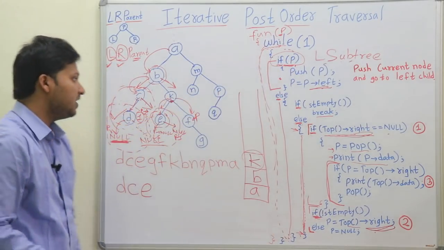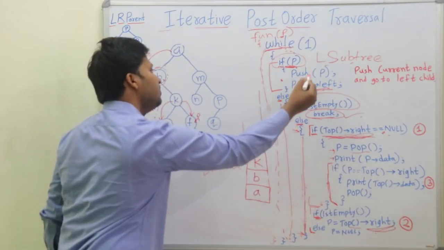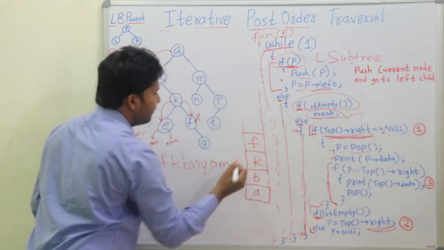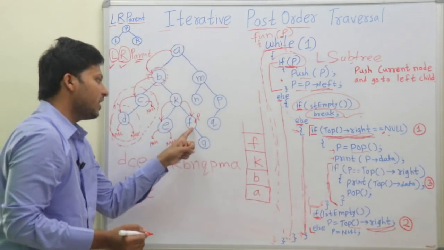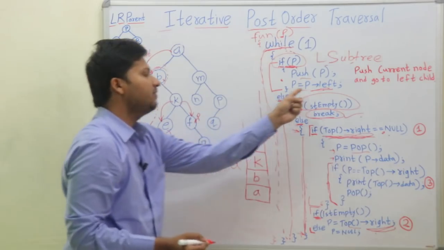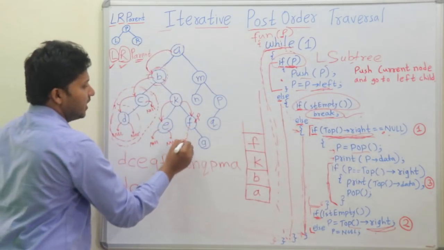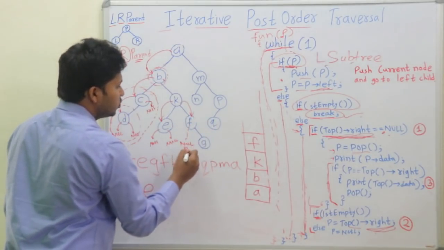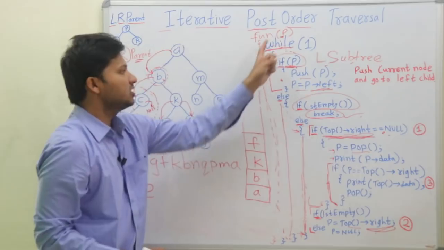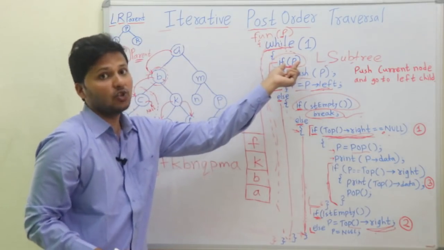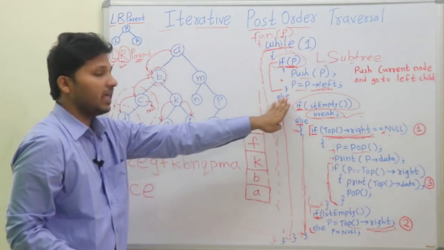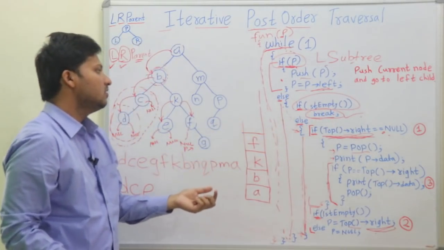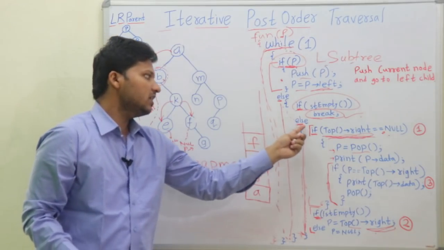If P is satisfied, so we have to push P and go to the left child of P. Okay, so push F here because P points to F and go to the left child of F. So let's go to the left child of F, that is null. So now P points to null. So in the next iteration now, if P condition is not satisfied and we go in else block. So inside else you check whether stack is empty. No, it is not empty. So go in else here.